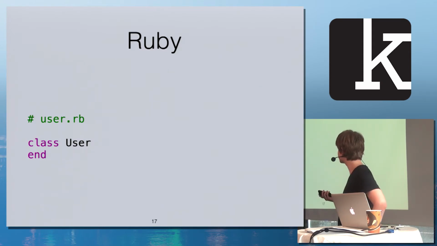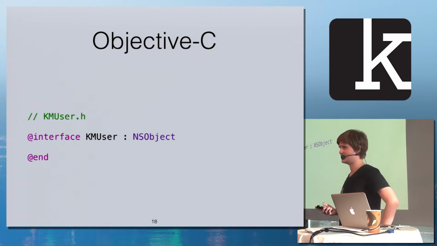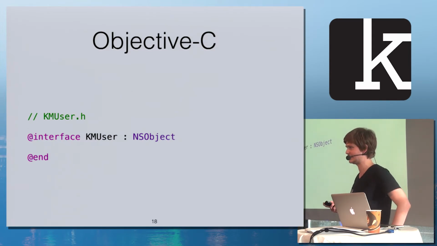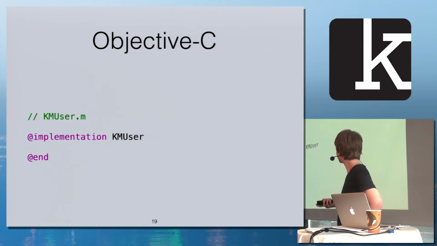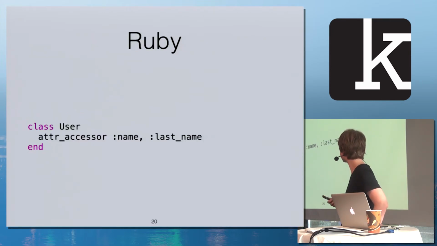So, class User. Objective-C is a C-based language, so we have a header file and an implementation file, .h and .m. We call it an interface, and the superclass is NSObject. It's not implicitly an object like in Ruby or other languages. We always have to say NSObject, unless you want an object that doesn't have a superclass, but that's another story. The implementation file has to exist, but it's empty in this case.